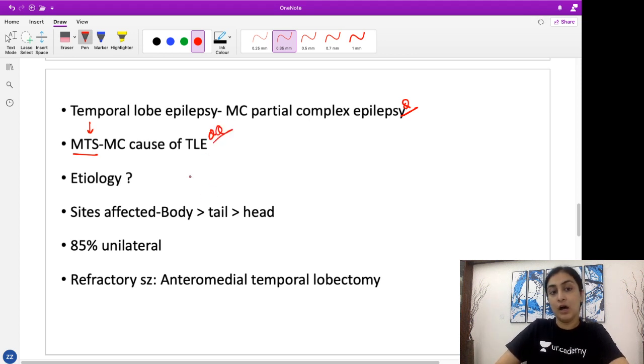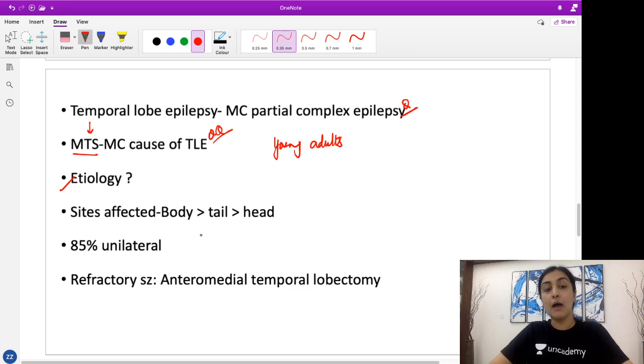Now, briefly to tell you about the demographics, remember it tends to affect young adults, in their 20s and 30s, and there is no sex predilection as such. Then talking about etiology: etiology remains unknown.